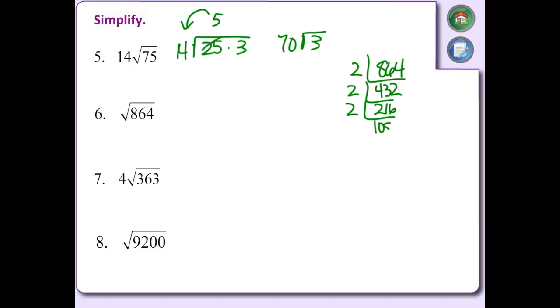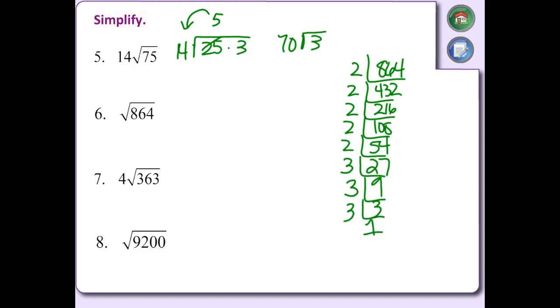2 goes into 216, 108. Well, that's an even number. 2 will go into that, 54. 2 will go into 54, 27. Now, 2 will not go into 27, so the next prime number is 3. 9. 3 goes into 9, 3. And you got to keep trucking until you get a 1 at the end.